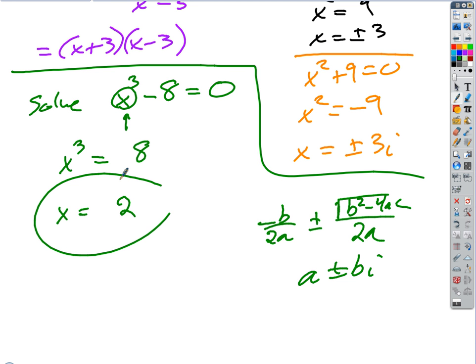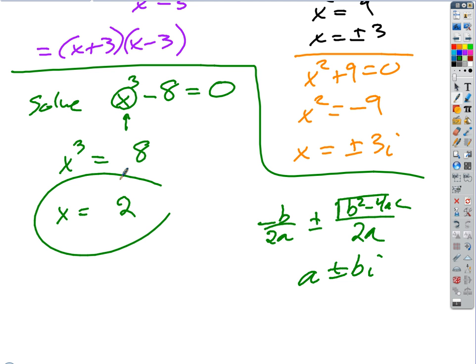Say it again. Yeah, the complex conjugates. We got one real solution. We know that if you get one real, there have to be three total. But the complex ones, the imaginary ones, have to come in pairs. So there must be some hidden pair of solutions that are complex conjugates.